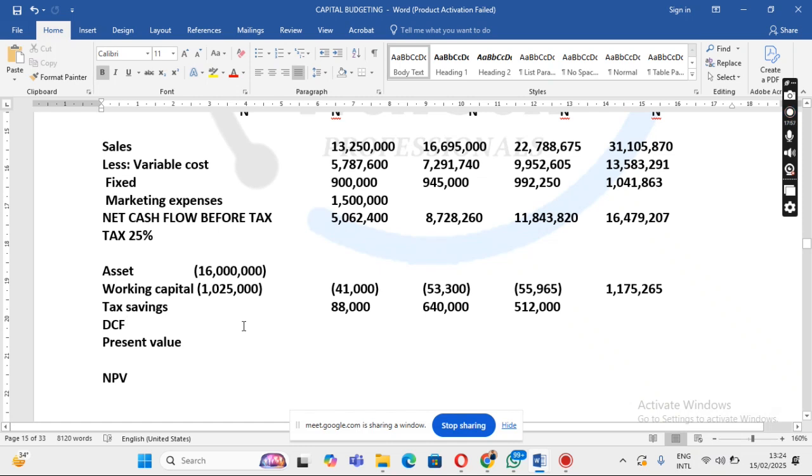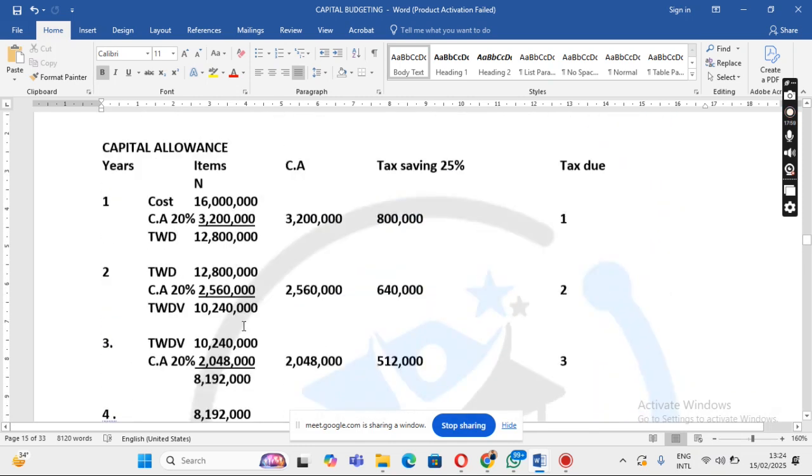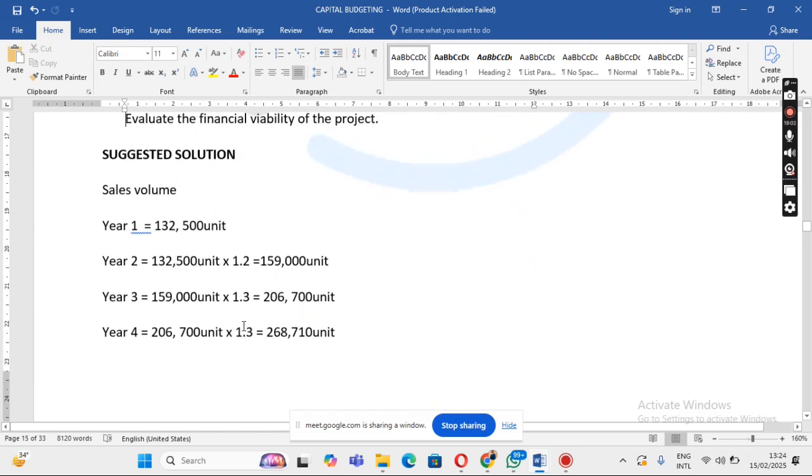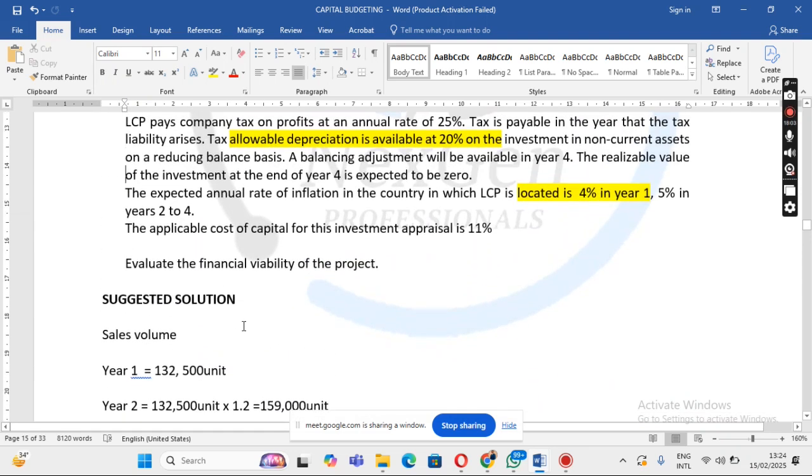So how many percent did they give us? I think it's about 11%. You can see in these questions, they did not even say you should do the appropriate cost of capital to determine the cost. You can see the cost here, Abby.